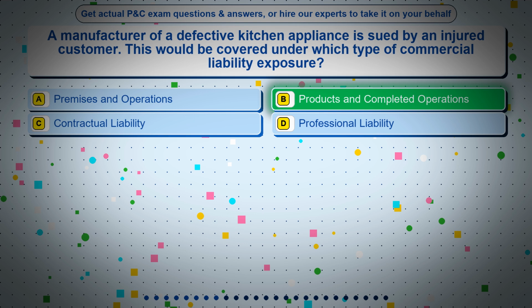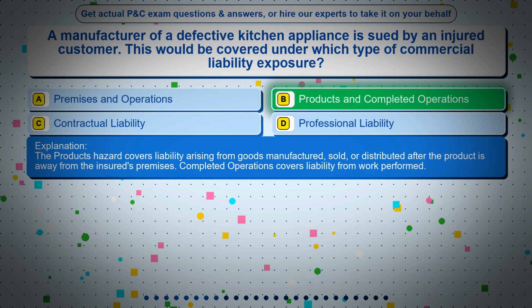Products and completed operations. The products hazard covers liability arising from goods manufactured, sold, or distributed after the product is away from the insured's premises. Completed operations covers liability from work performed.